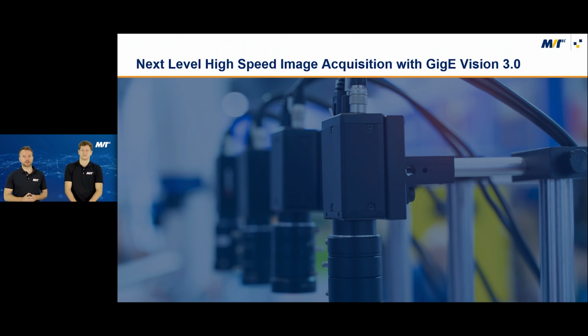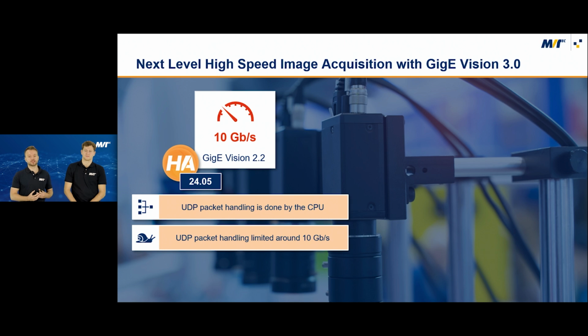And with HALCON 2411, we will upgrade from GigE Vision 2.2 to GigE Vision 3.0, the new standard for image acquisition. And this upgrade has benefits for you, because with GigE Vision 2.2 there had been several limitations. For example, with GigE Vision 2.2, the bandwidth was basically limited to around 10 gigabit.